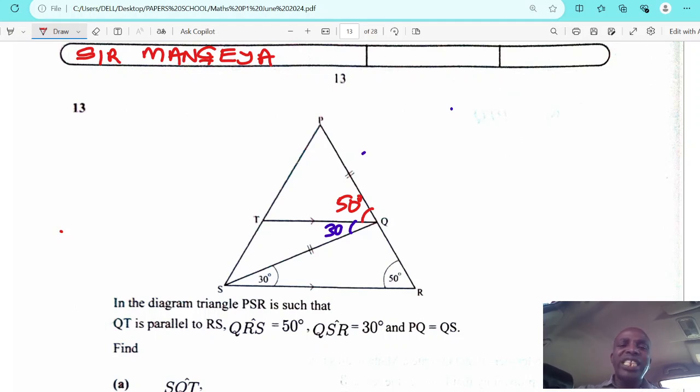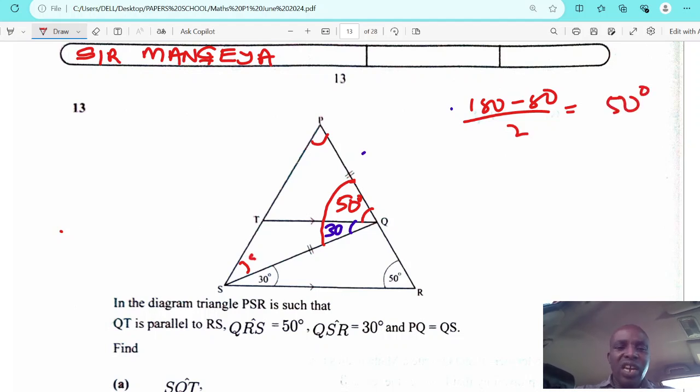Now using triangle SQP, we can say this whole angle here is 50 plus 30, that's 80. So you can find this angle at S and angle at P. How? It's SQP, an isosceles triangle. So base angles, they are equal. So you just say 180 minus 80 divided by 2, which equals 50 degrees. So this angle is 50 degrees. This angle is 50 degrees. Based on base angles of an isosceles triangle.